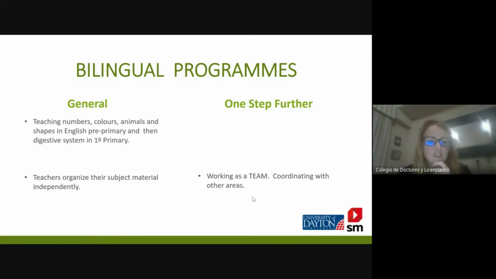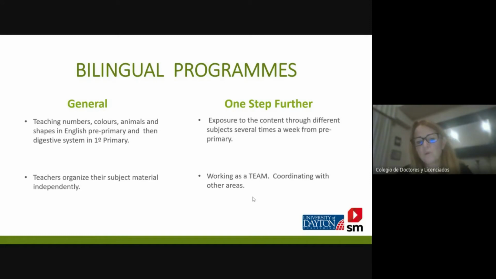And finally, teaching, I see a lot in infantil. We see in pre-primary, we see them teaching numbers, colours, animals and shapes, because that's what's on the curricula. And then when we go into primary, we teach them the digestive system in English. And this is a huge struggle. If we could take it one step further, we would be exposing students to the content through different subjects several times a week from pre-primary. And I can't stress this enough.